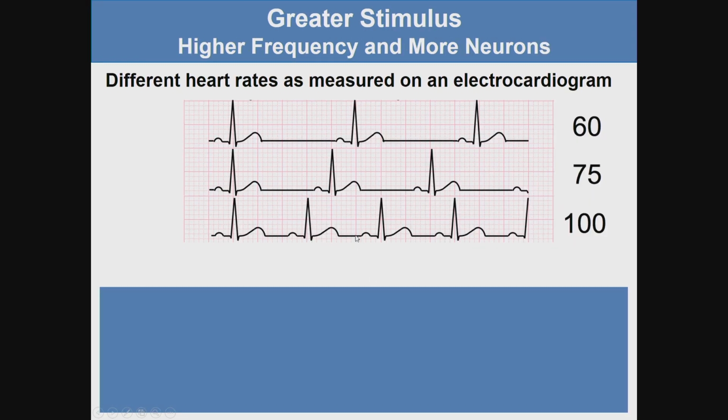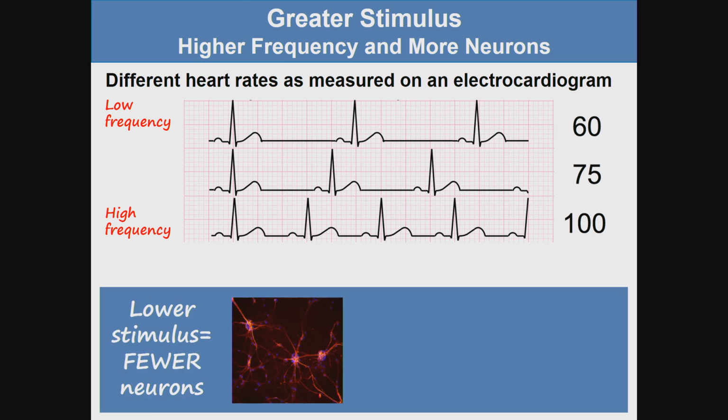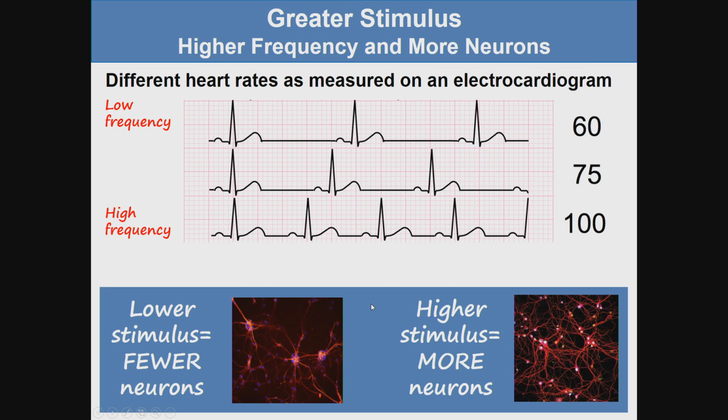So here we see greater stimulus. This is higher frequency. So here's low frequency and here's higher frequency. So higher frequency is the result of a greater stimulus. The neuron would fire more often. Also, lower stimulus means fewer neurons are recruited. Higher stimulus means more neurons are recruited.